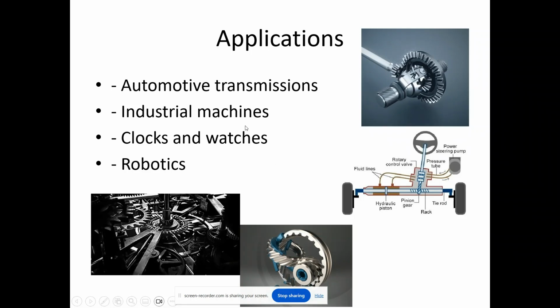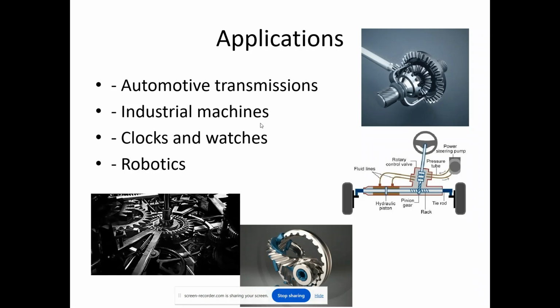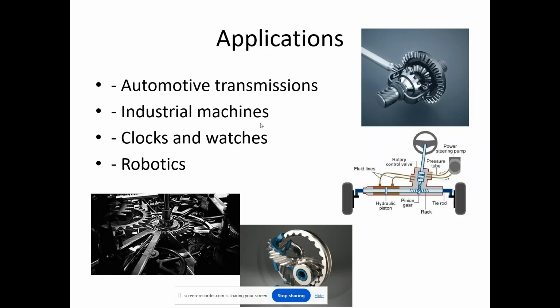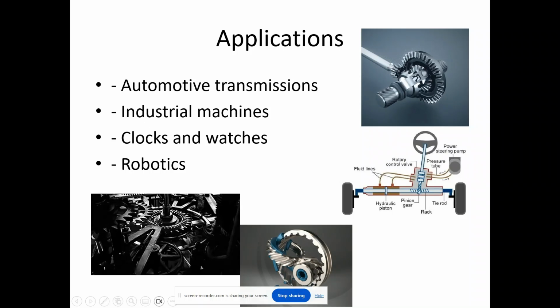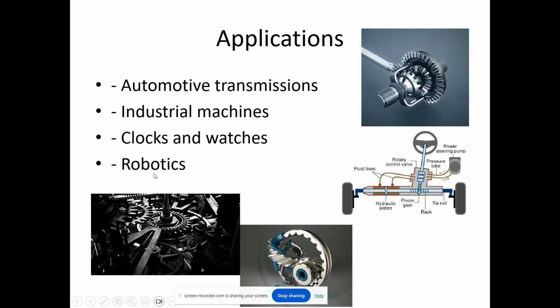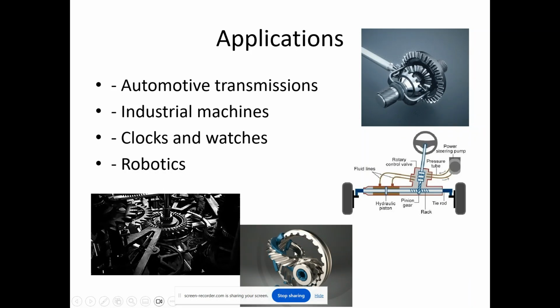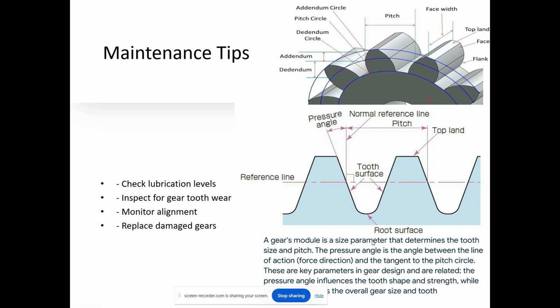Lakini pia kwenye industrial machines, many machines zinakuwa na gears kama power transmission, right, ama torque ama speed. Lakini kwenye clocks and watches, kwa mfano ukiangalia hizi ni gears ambazo zipo kwenye clocks and watches. Robotics. This is like a robotic gear, etc., etc. Well, so what are the maintenance tips?